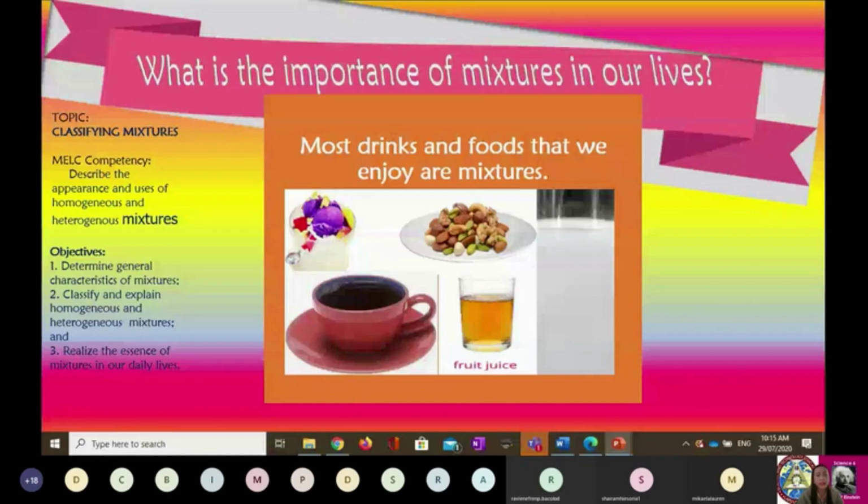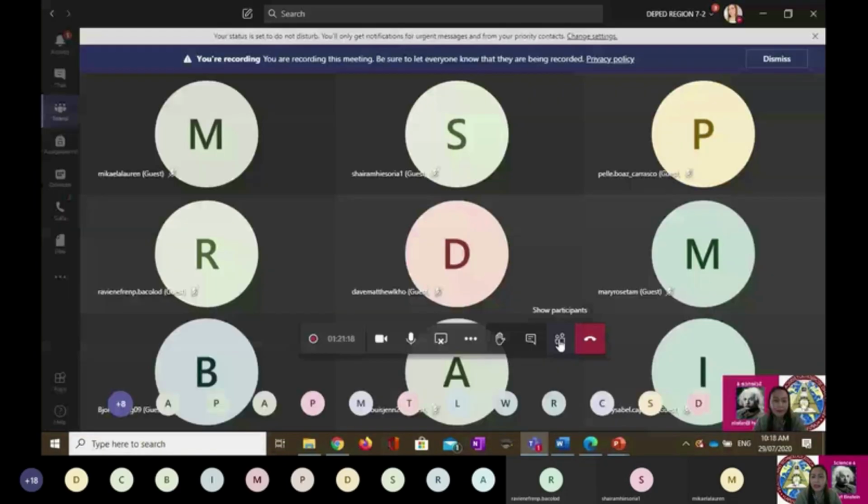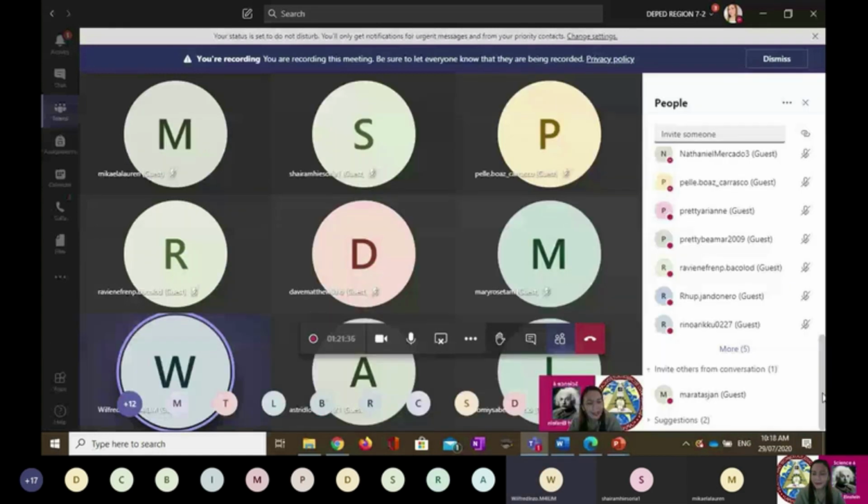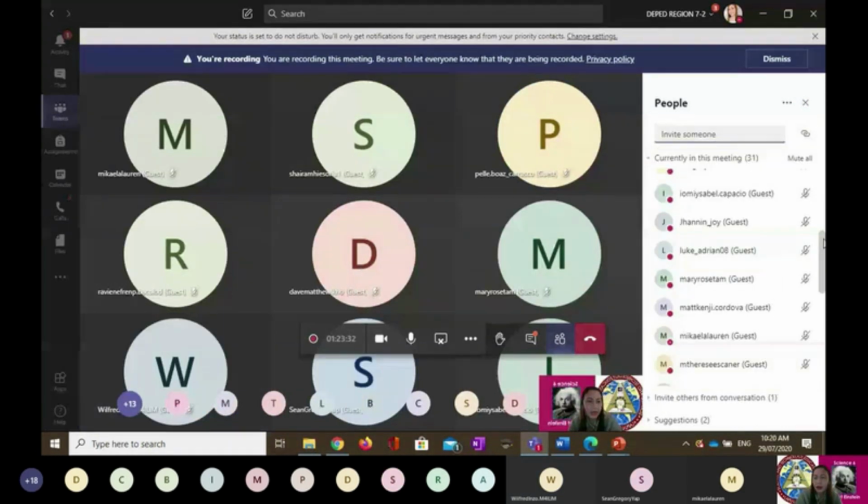What is the importance of mixtures in our lives? Let me hear from Enzo. The reason why I think mixtures are important in our lives is because they can make almost anything. They can make our food, our drinks. They can even make things to protect us, like against COVID-19. That's all, teacher.